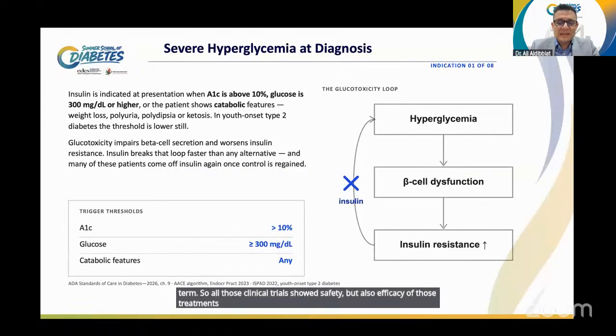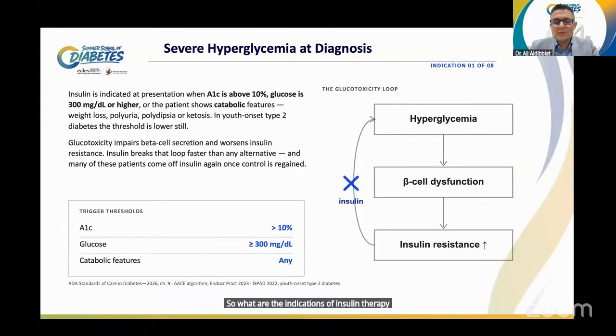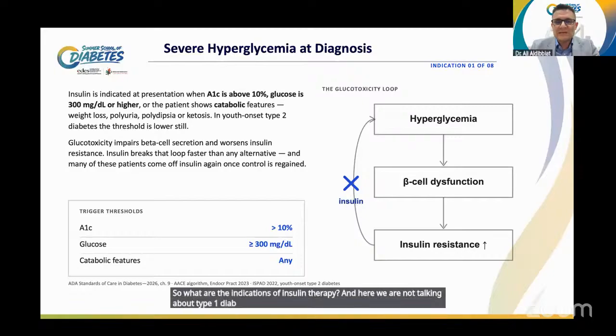So what are the indications for insulin therapy? And here we are not talking about type 1 diabetes. It's a given in type 1 diabetes. The only treatment that we give is insulin, in different formulations and different delivery types, but it is only insulin.